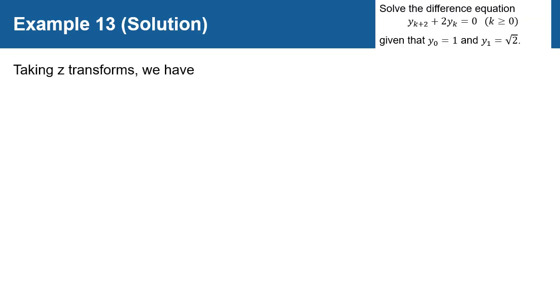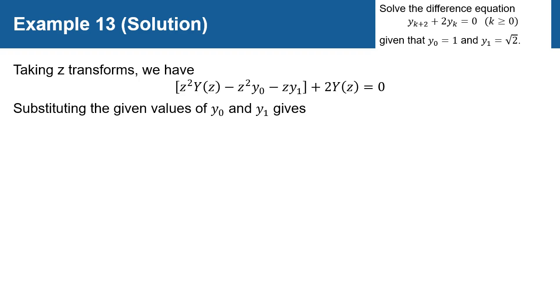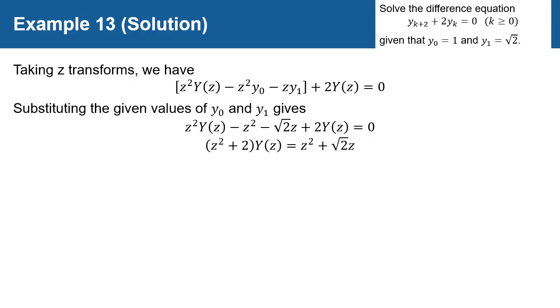Solution, taking z transforms, we have z squared Y(z) minus z squared y0 minus z y1 plus 2Y(z) is equal to 0. Substituting the given values of y0 and y1, we have z squared Y(z) minus z squared minus square root of 2 times z plus 2Y(z) is equal to 0. We combine like terms. We now have (z squared plus 2) times Y(z) equal to z squared plus square root of 2 times z.